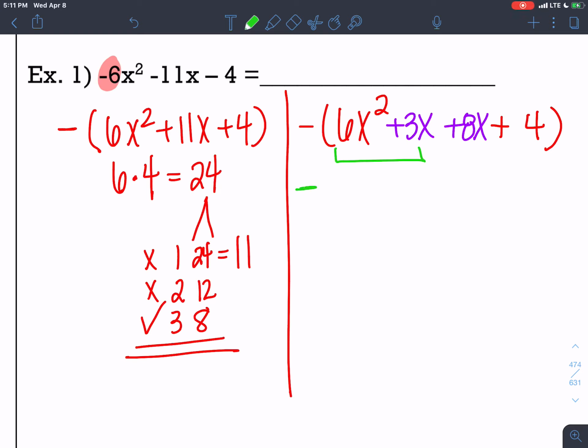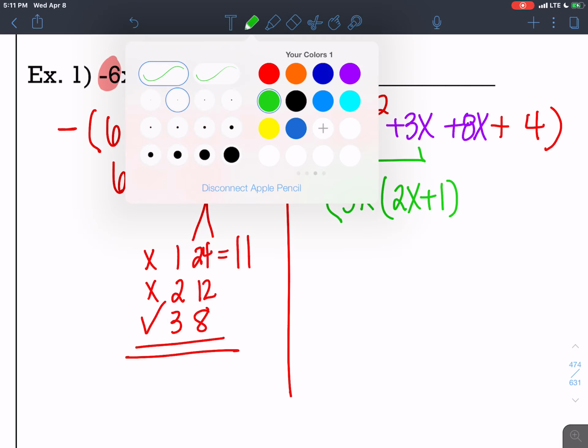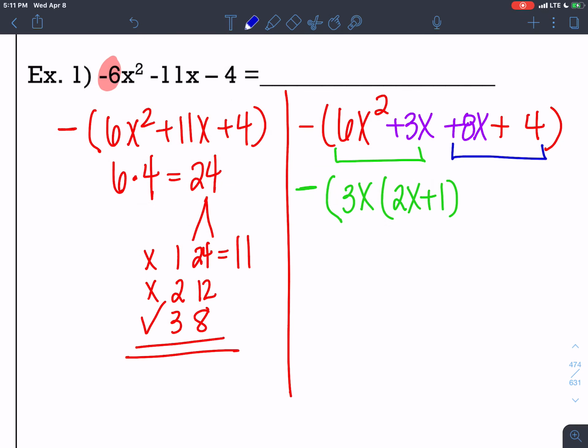So my negative stays in place. Here I see they both have 3x in common. What I'm left over with is 2x plus 1. Over here in the blue section, I see they have a positive 4 in common. And what I have left is 2x plus 1. Noticing that what is on the inside of the parentheses on each of them is exactly the same.